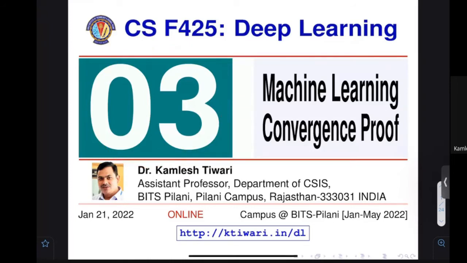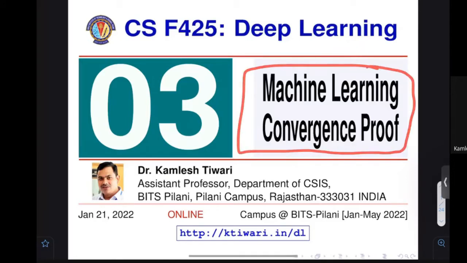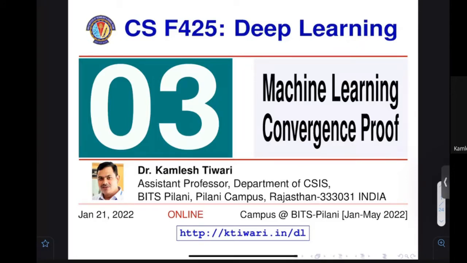In this session, we are going to talk about something more mathematical in terms of machine learning. We are going to see some important mathematical convergence proofs that are going to be useful at a later point of time in our classes. All right.